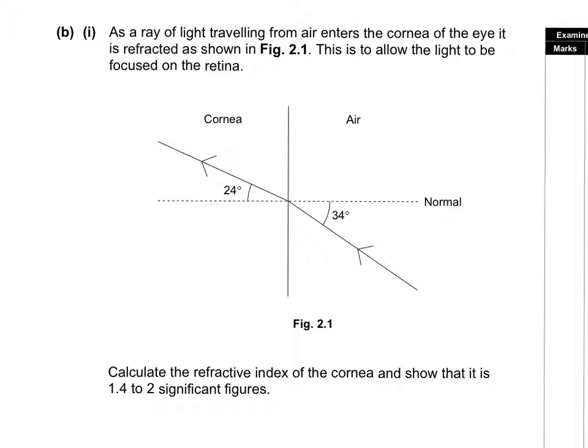Part b1, as a ray of light travelling from air enters the cornea of the eye, it is refracted as shown. This is to allow the light to be focused on the retina.